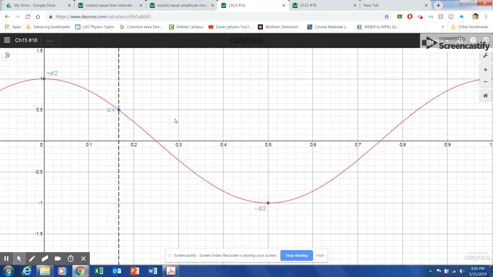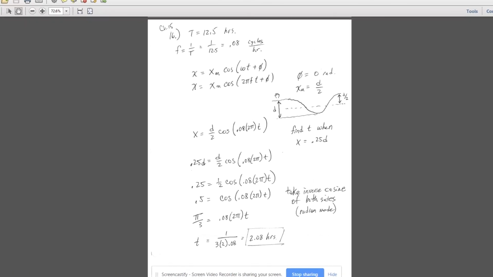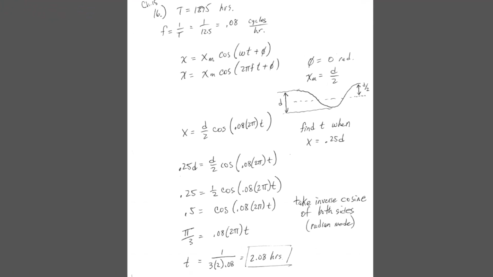So here, this is the halfway point down, 0.5. This is the cosine curve. So I know this is 60 degrees, and my whole graph is 1. The whole period, or the wavelength, is 1, and I know that corresponds to 360 degrees. So 60 degrees over 360 degrees, that is 1/6 of a cycle. And I saw that the whole cycle took 12.5 hours. 1/6 of 12.5 is 2.08 hours.